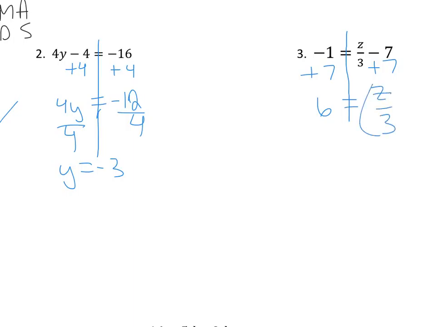Well, how do you get rid of division? You multiply. Because 3 divided by 3 is 1. 6 times 3, 18. Alright.